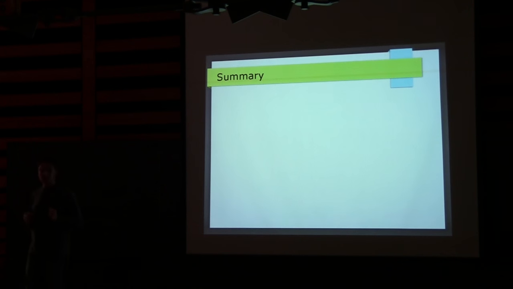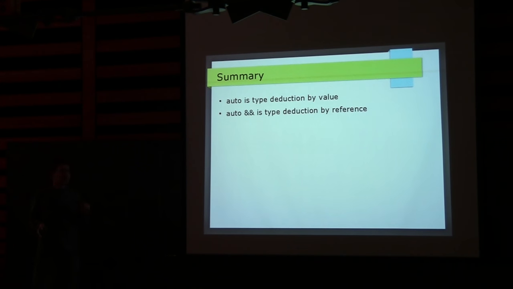So to summarize this, we have auto, type deduction by value. Auto ref ref, const ref, or ref are all type deduction by reference. This is the same as template arguments. We're used to our template arguments. We have a function template. If we say template type name T, and our function parameter just says T without a reference, that means by value. If we say T ref ref, or T const ref, that means a reference. It's the same as auto.